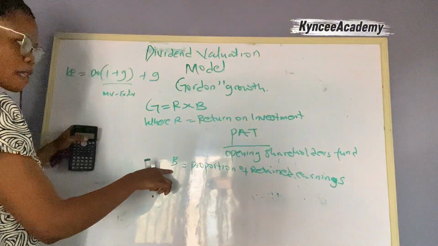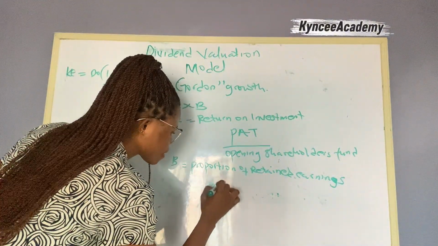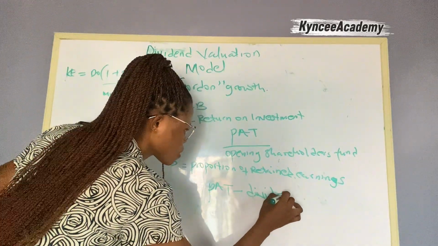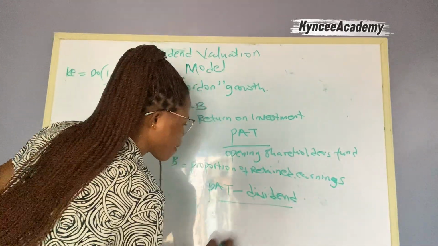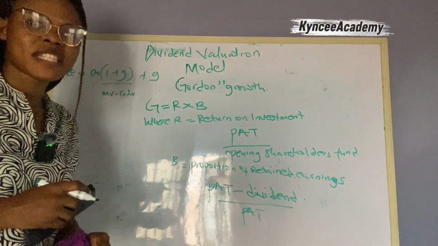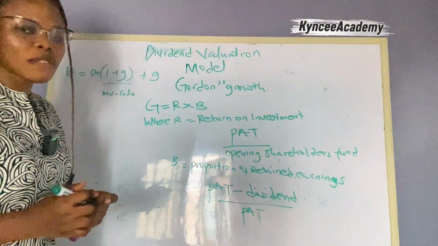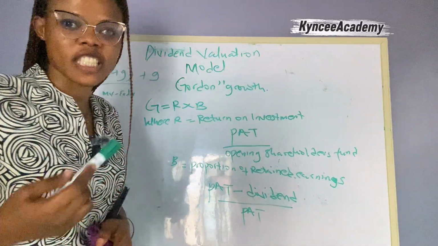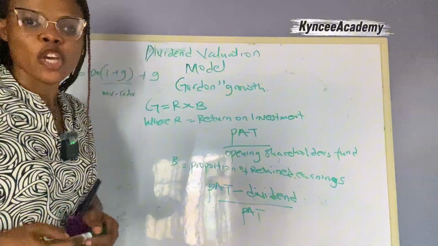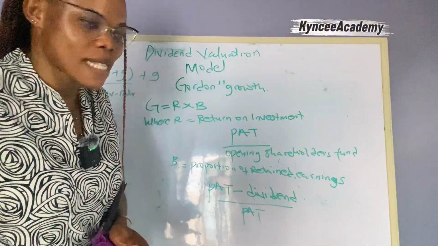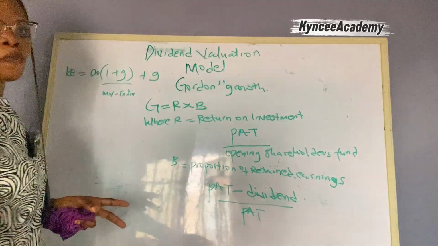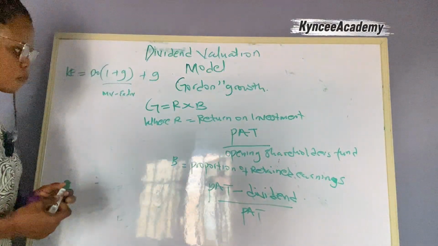And the formula for this b is PAT minus dividend, all over PAT. A company's retained earnings: after a company is done with operation for the year, from the profit they distribute dividends. You understand? So the remaining one is retained earnings. So that's why they said proportion of retained earnings. So this is the formula. Are we good? So let's proceed.